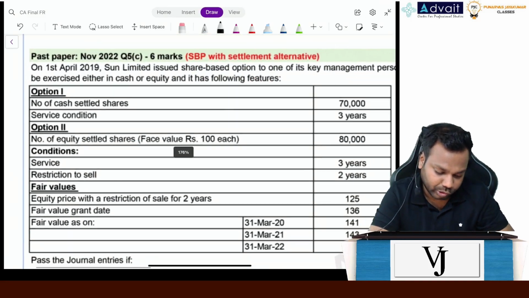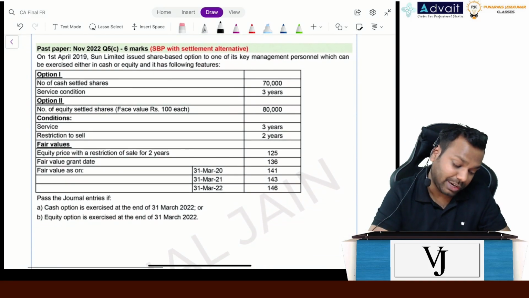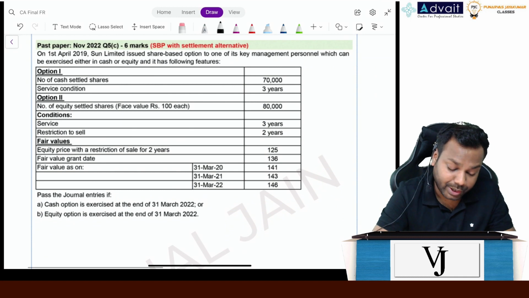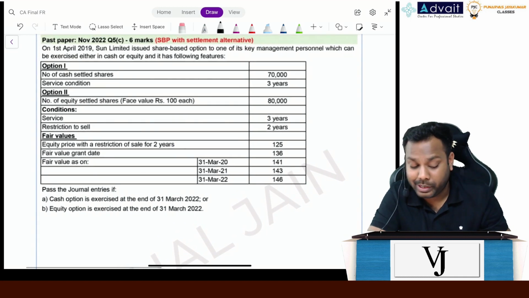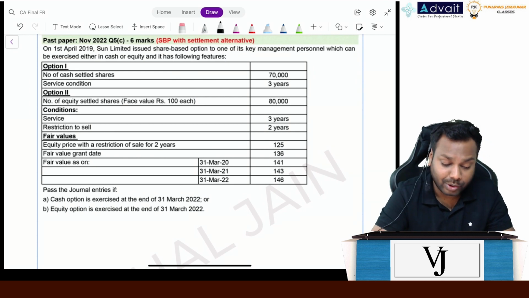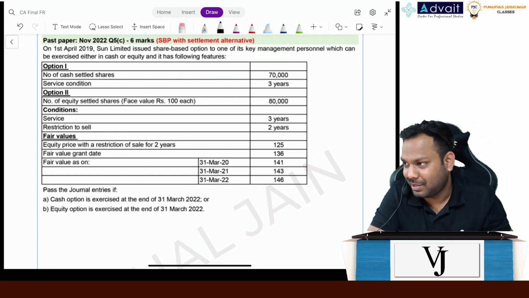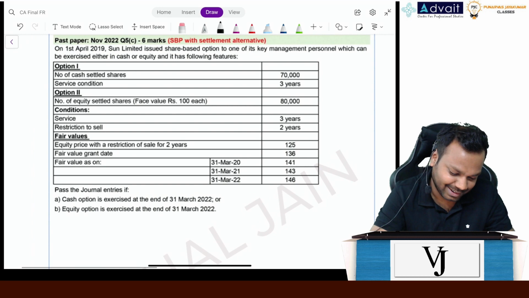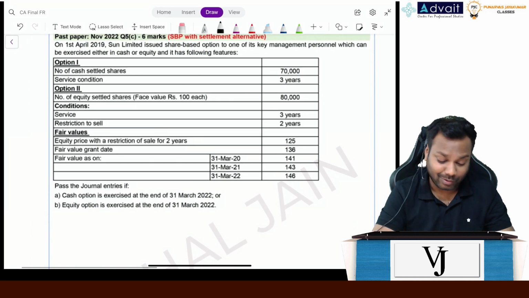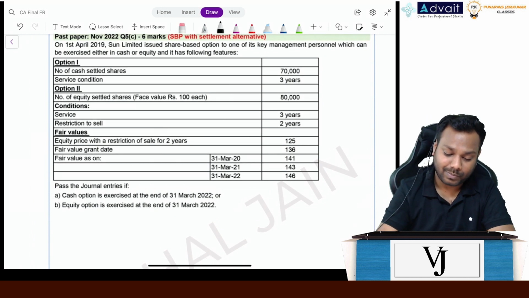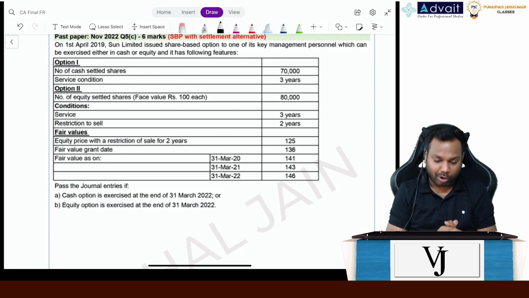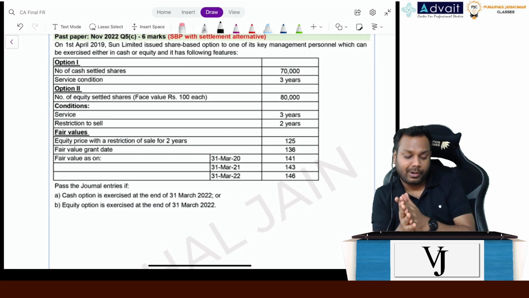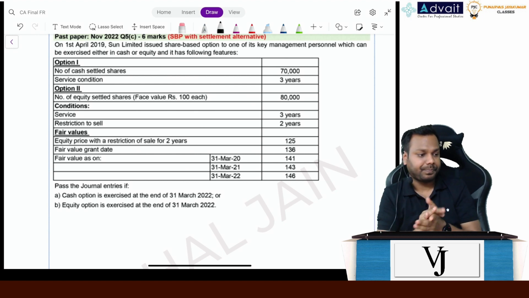Now there comes a question. This question has been asked in November 2022 itself for 6 marks. And don't you think that if it is asked in November 2022, it will not be asked in May 23? So you cannot predict ICAI. Please solve this question. And I don't think there is anything to be solved from my side in this question. So please solve it. I'm giving you 5 minutes time.